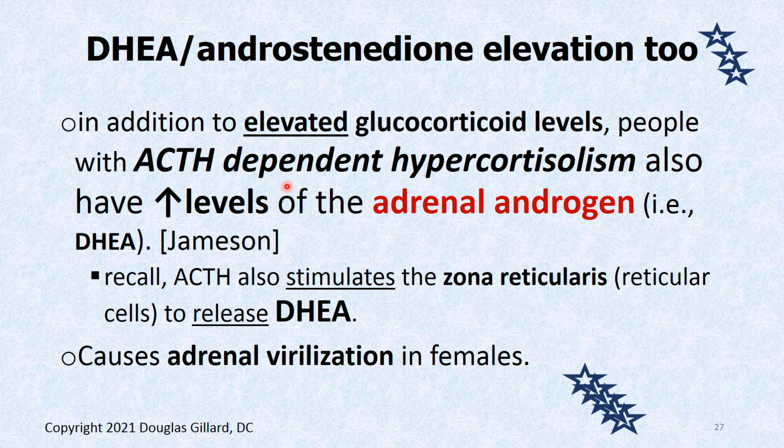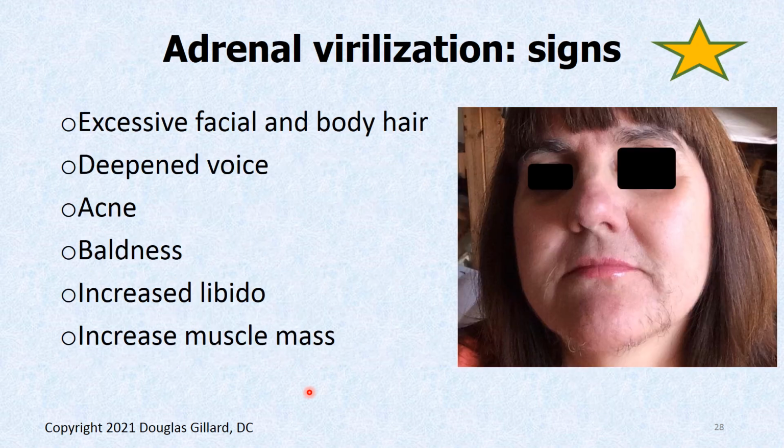androgens as well. And if you oversecrete the adrenal androgens, in males you're probably not going to notice that too much, but in females it causes virilization, or it gives females male characteristics, right? They start growing whiskers, and their voice deepens, and just like a kid going through puberty, getting 12 years old and becoming a man, they get acne, baldness, increased libido, increased muscle mass.